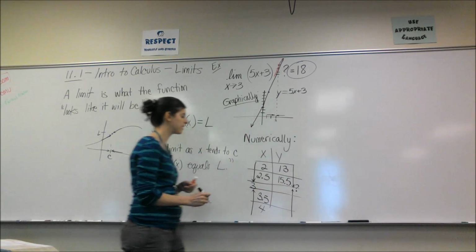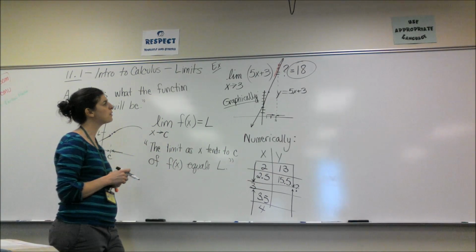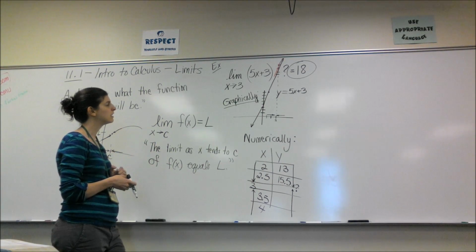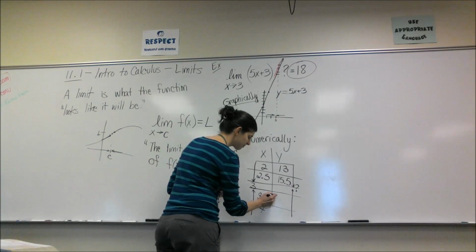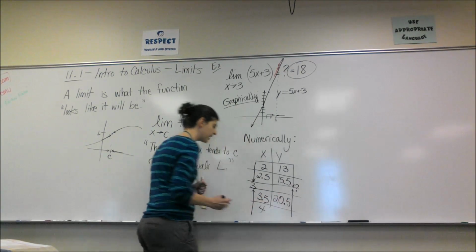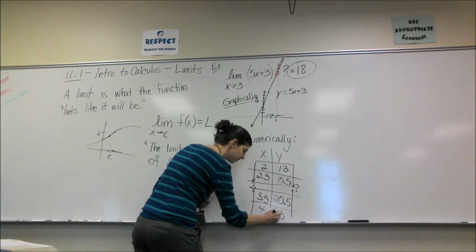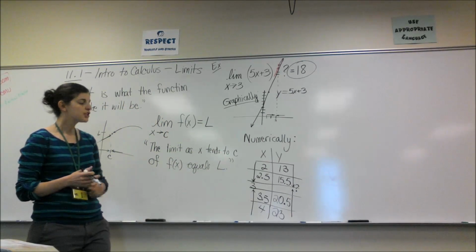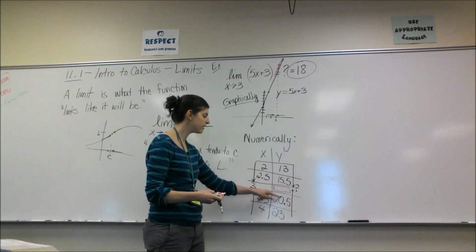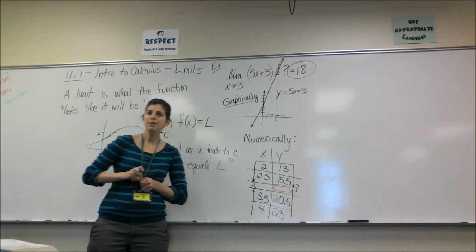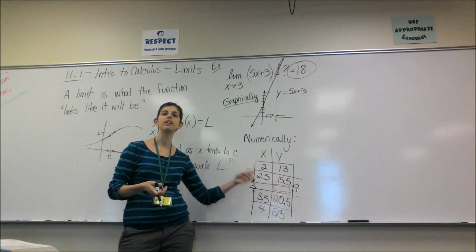I might want one more value. 3.5 gives me what? If I plug in 3.5 to 5x plus 3, I'm going to get 20.5. How about 4? If you plug in 4, what do you get? 23. Okay, so we know that our actual limit value has to be between 15.5 and 20.5. The problem is that we don't really know specifically what it is. We just found the range of possible values.